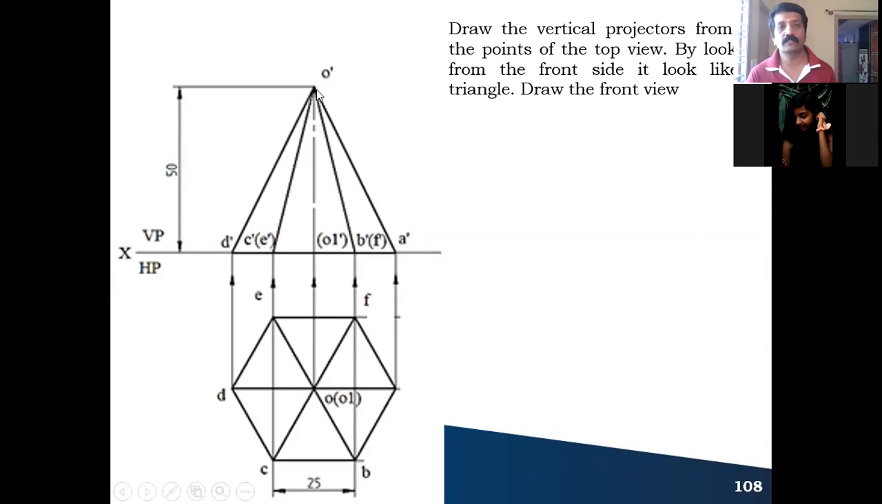Now you join this vertex or apex to all the points or all the corners of your base. So you're going to get a triangle. So this completes your front view, and you're looking from this side, that is the front side. So A, B, C, D you can see, you cannot see E and F. That's why E dash and F dash should be written within brackets. So this completes your initial position, front view and top view, or the two-view diagram.